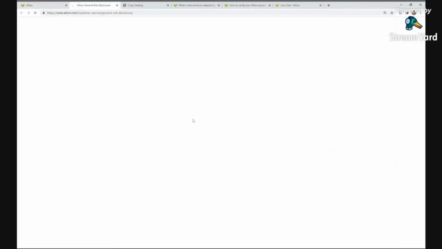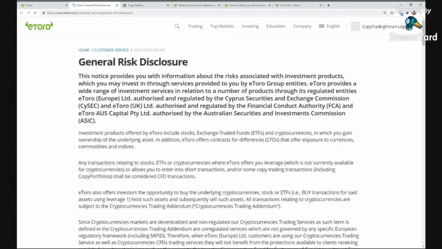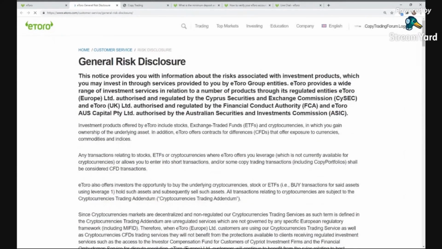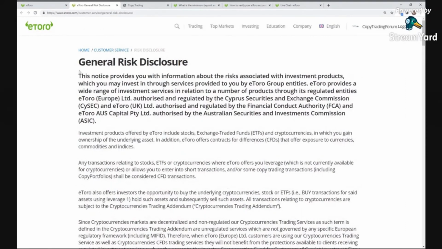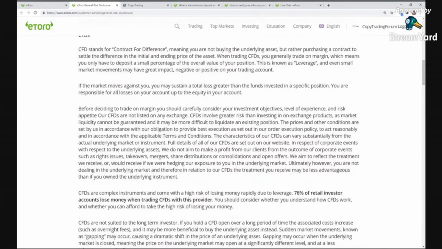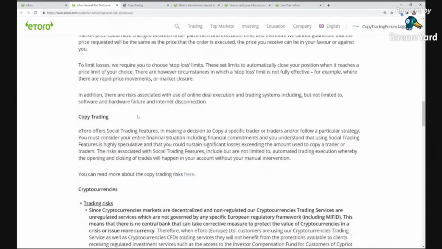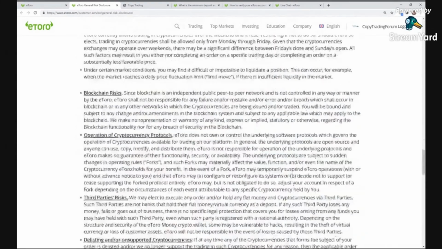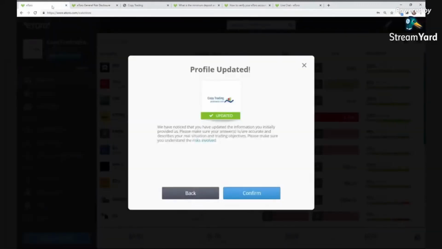So there's a website here, you can check it out. It just goes through general risk disclosure. This is what eToro has to provide from the regulatory authorities. You can read through all of that yourself. Okay, position monitoring, risks of trading, etc.